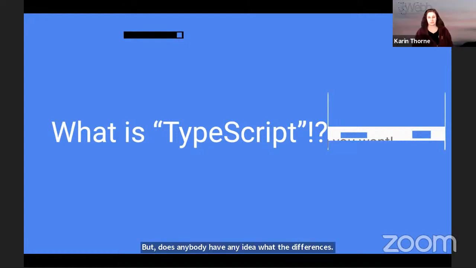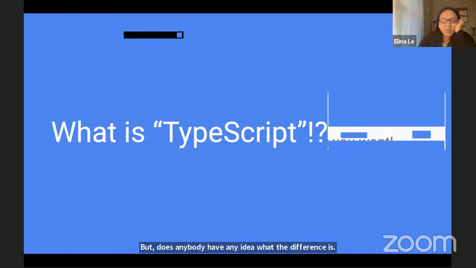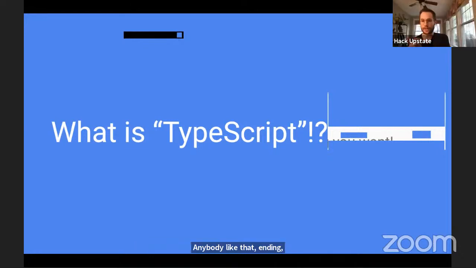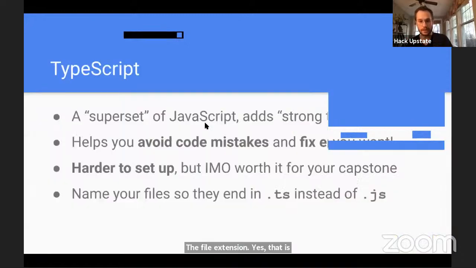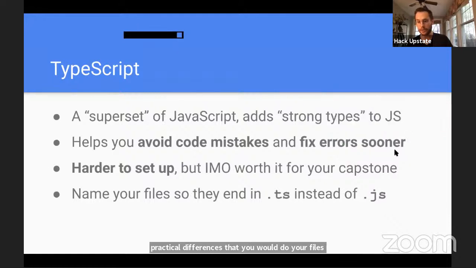It's just like the ending of your file name, right? The file extension, yes, that is one of the practical differences. Your files would end in .ts instead of .js, and then VS Code will understand them as TypeScript files, and it will put a whole lot more strict checking of your code than you will get from JavaScript. So TypeScript is a different language.